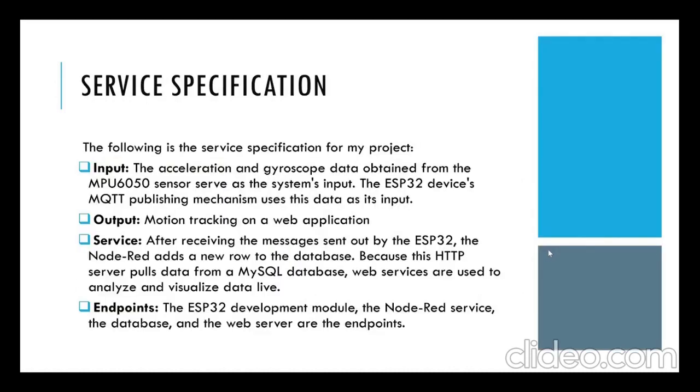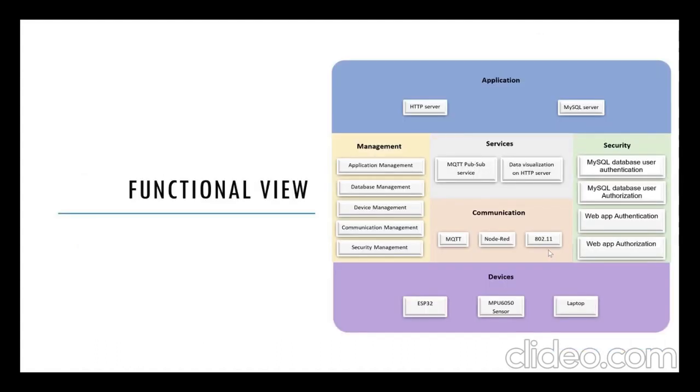Service specification. Input to this project is nothing but the acceleration and gyroscope readings which are obtained by the MPU6050 sensor. Output is nothing but motion tracking on a web application. Services like Node-RED, HTTP server, and MySQL web services are there for analyzing and visualizing the data. The ESP32 development module, Node-RED, MySQL database, and web servers are the endpoints of this project.